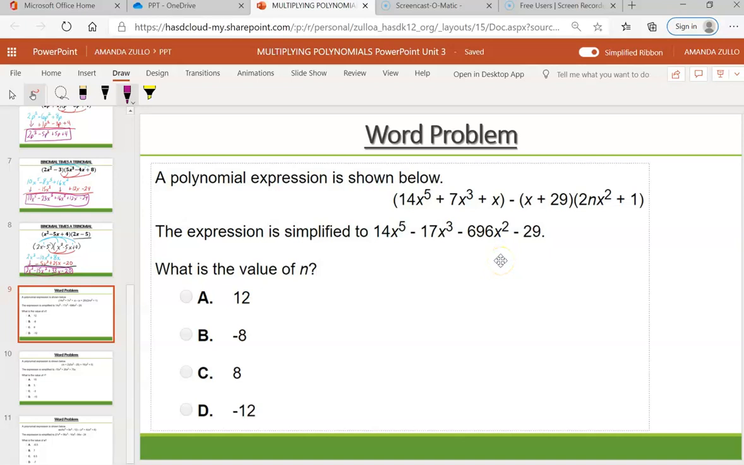All right, this is the fourth and final part of multiplying polynomials, and it's also the most difficult part. Here's an application problem for you. There's three examples, and all three are completely different, but they have the same goal, which is to find the missing variable. We're given a polynomial expression, and we're asked what n is once the expression is simplified, and they give us what it's simplified to.